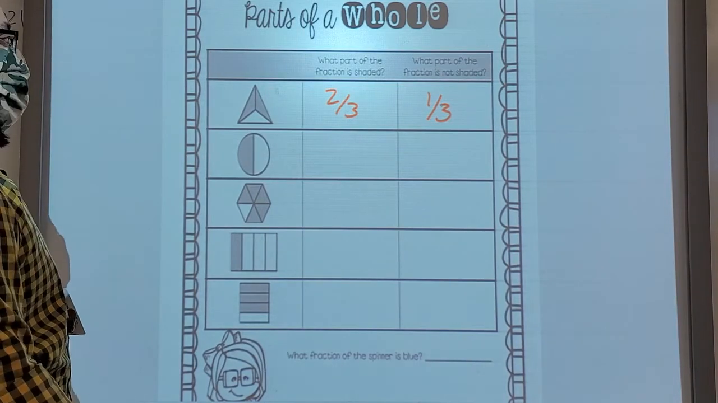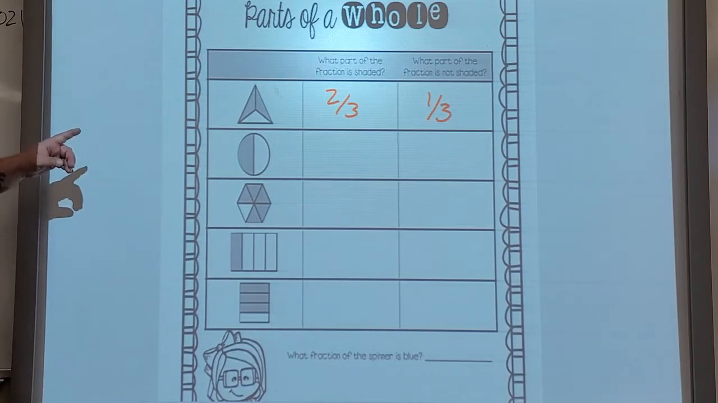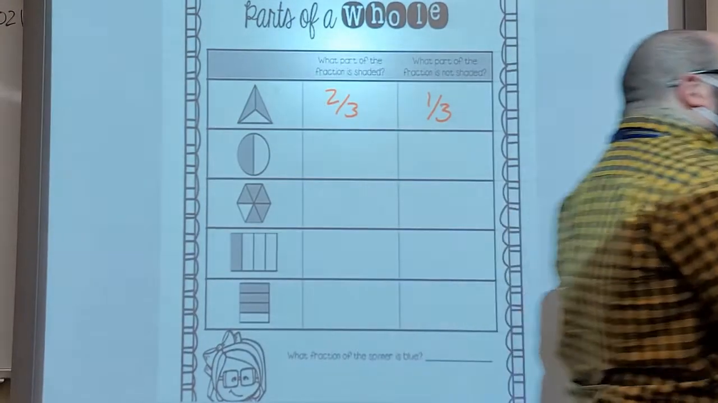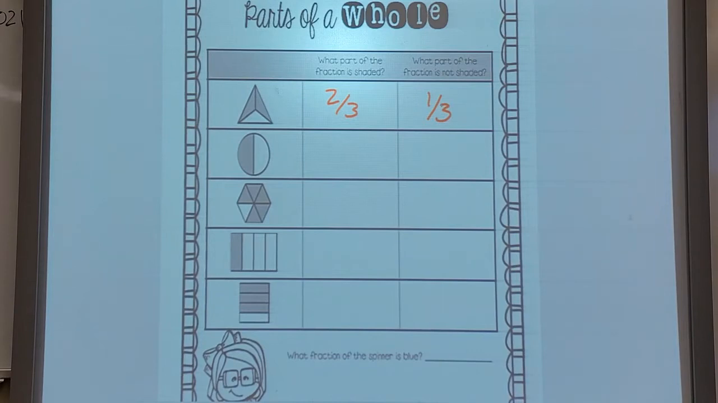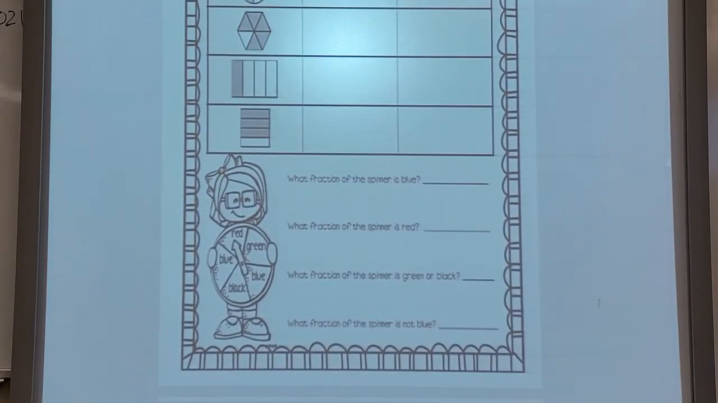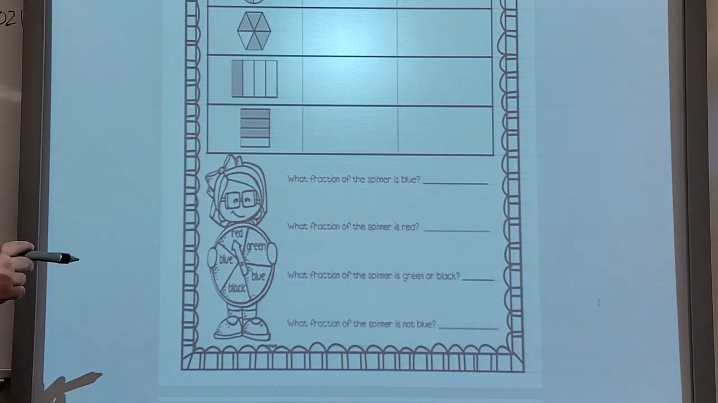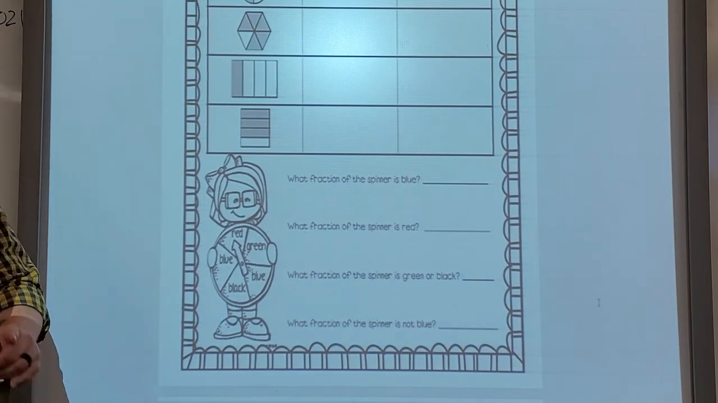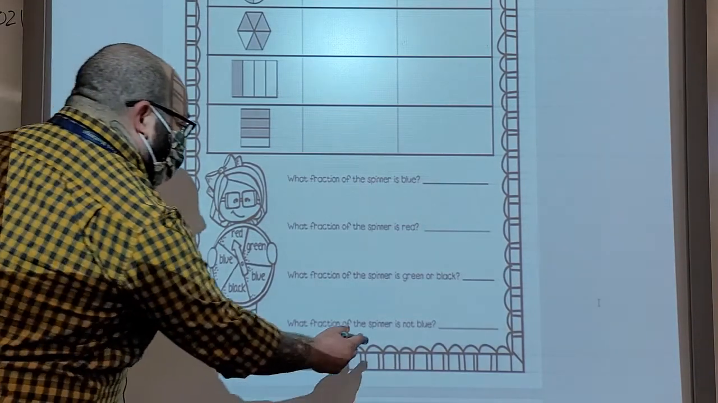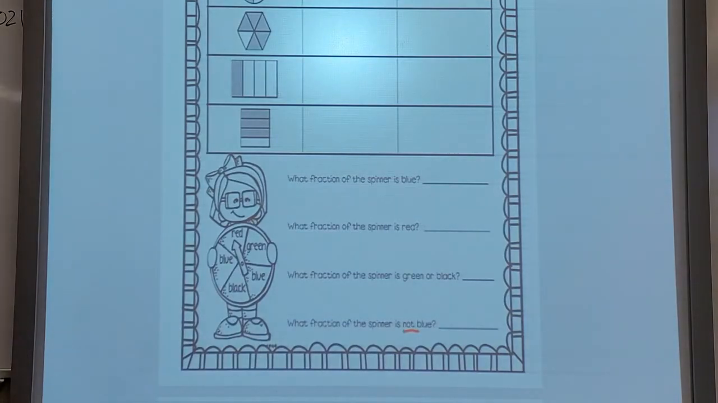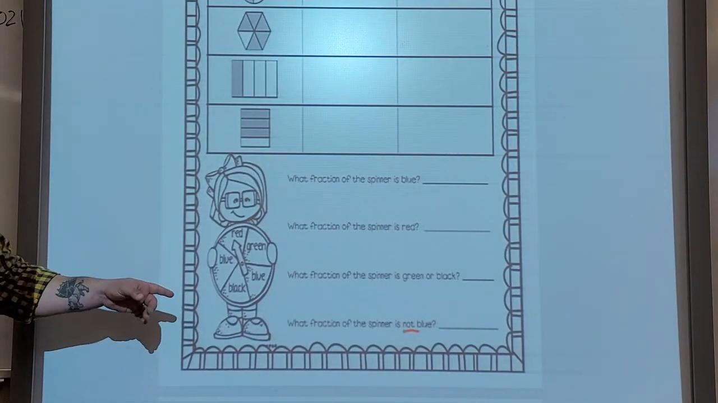What part of the fraction is shaded? What part of the fraction is unshaded? And you were doing that for the entire thing. Now, down at the bottom, though, don't get fooled if it looks a little bit uneven. These are equal parts. It just looks a little weird because of the spinner in the middle, I think. They're asking you what fraction of the spinner is blue, what fraction of the spinner is red, what fraction of the spinner is green or black, and what fraction of the spinner is not blue. Make sure you're reading these carefully. Not blue. Okay? Does that one make sense?